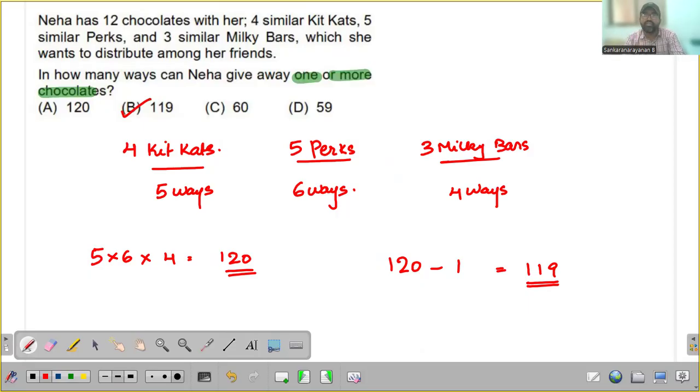Please be careful with this. The ways you can handle the Kit Kat: 0, 1, 2, 3, 4. We can see that altogether in 5 ways the 4 Kit Kats can be handled. So make a note of that. Now, let us consider the next question here.